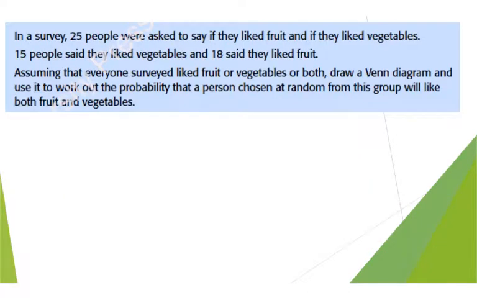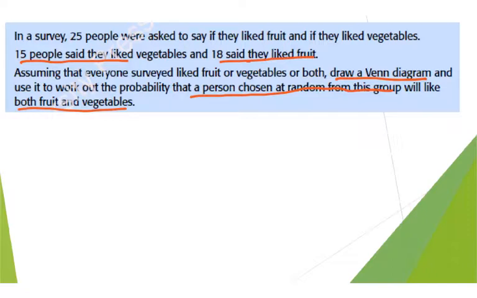We are going to look into one worked example on Venn diagrams. In a survey, 25 people were asked to say if they liked fruit and if they liked vegetables. 15 people say that they like vegetables and 18 people say that they like fruit. Assuming that everyone surveyed likes fruit or vegetables or both, we are required to draw a Venn diagram and work out the probability that a person chosen at random from this group will like both fruit and vegetables. So the first step, we are going to define the sets and write the information in set language.